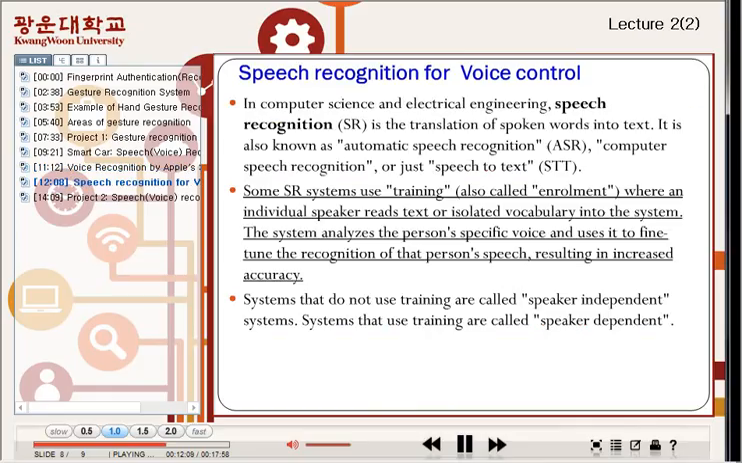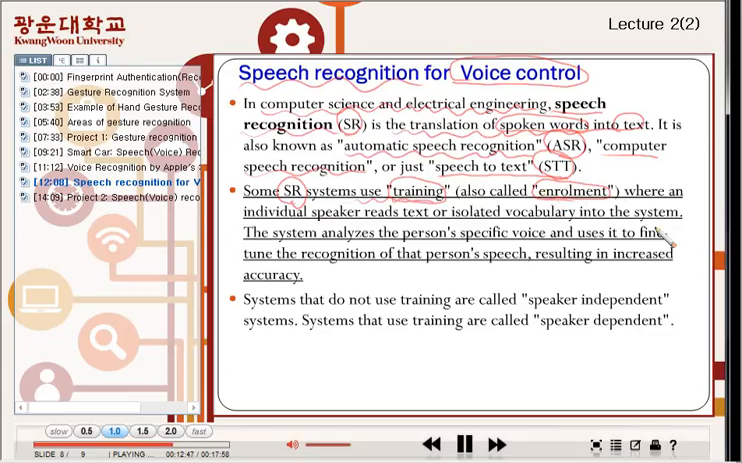And so I'd like to introduce speech recognition for voice control. In computer science and electrical engineering, speech recognition, SR, is the translation of spoken words into text. It is also known as automatic speech recognition, ASR, or computer speech recognition, or just speech to text, STT. Some speech recognition systems use training, also called enrollment. You have to enroll your voice for training.